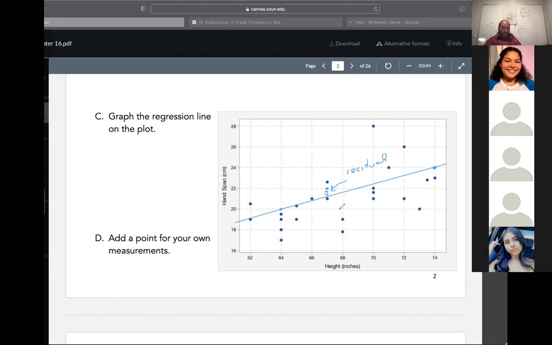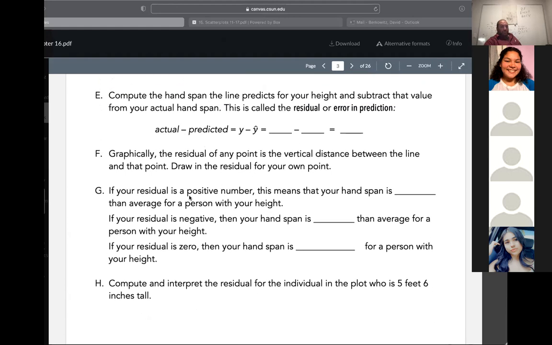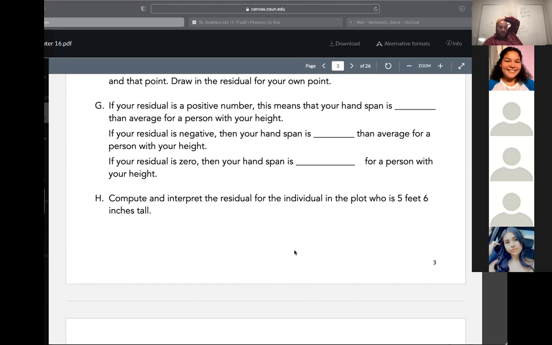All with me so far? Okay. If the residual is a positive number, that means your actual is bigger than your predicted, and your hand span is larger than average for a person with your height. If your residual is negative, your hand span is smaller than average for a person with your height. And if your residual is 0, then your hand span is average for a person with your height. Make sense?